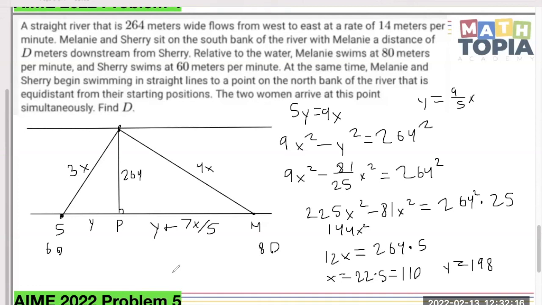So our final answer is, well, what we're looking for over here is 2y plus 7x over 5. And that answer is just going to be 396, because 2 times y is 396, and 7x over 5 is just 154. If we add those two together, we're going to end up with our final answer of 550.